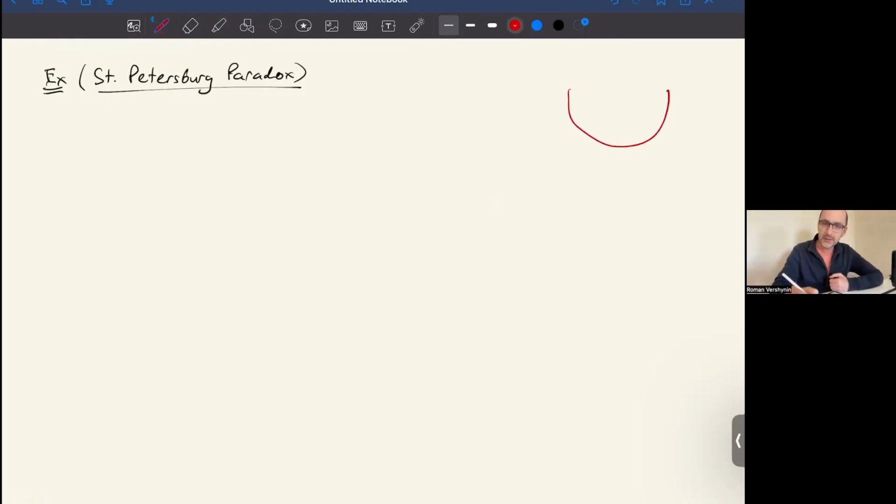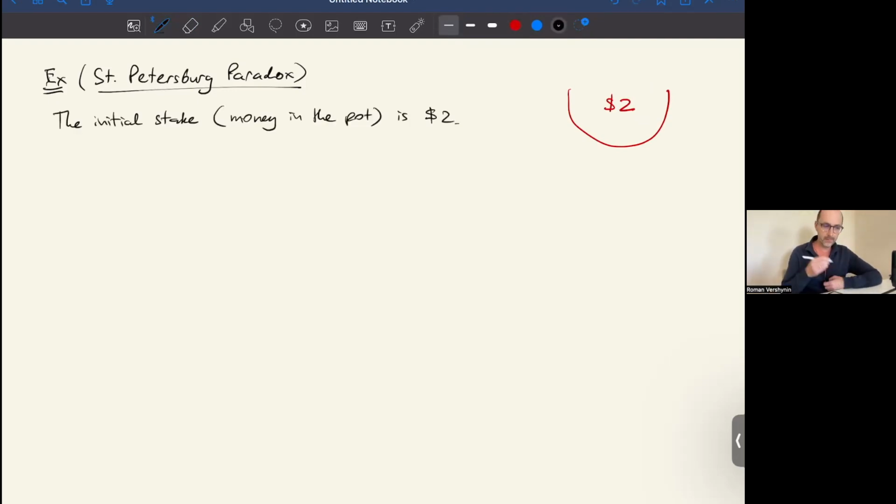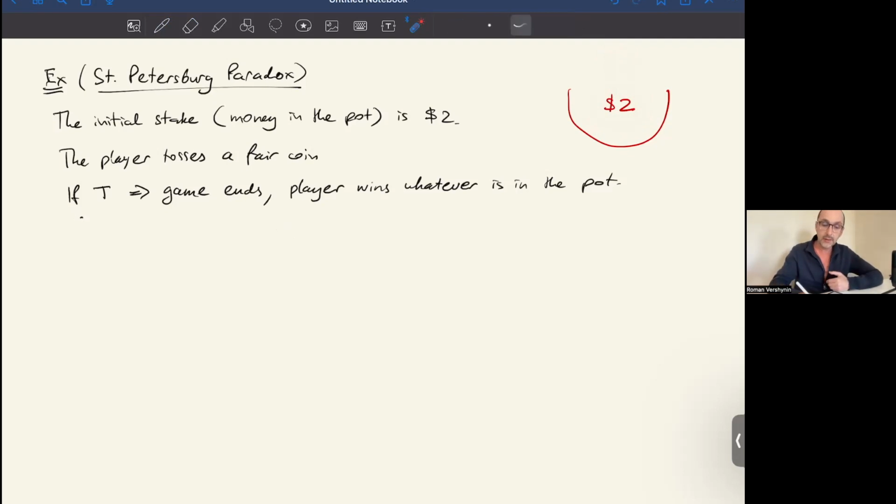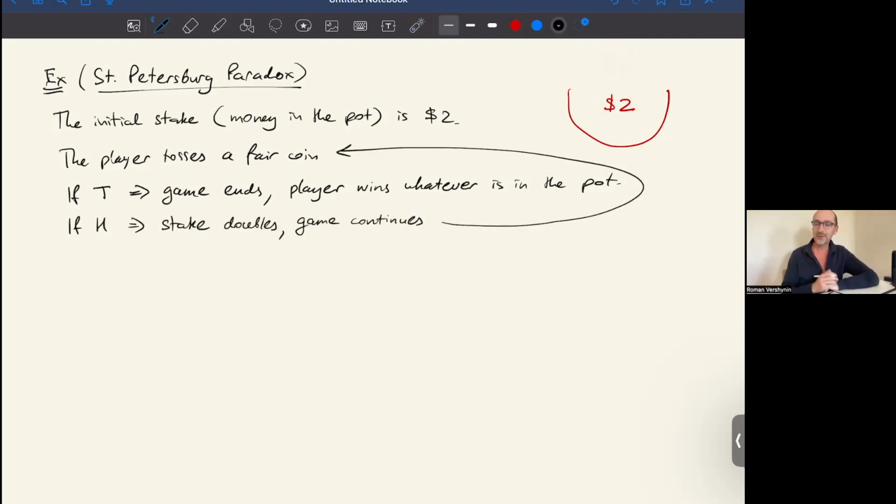Example 2 is the famous St. Petersburg paradox. Imagine I offer you to play the following game. There is a pot, and the initial stake, the money in the pot, is $2. Now you toss a fair coin, and if you flip a tail, then the game ends, and you win whatever is in the pot, which is $2. But if you flip a head, the stake doubles. I replace the $2 by $4 in the pot, and the game repeats. You again flip the fair coin. So these are the rules.